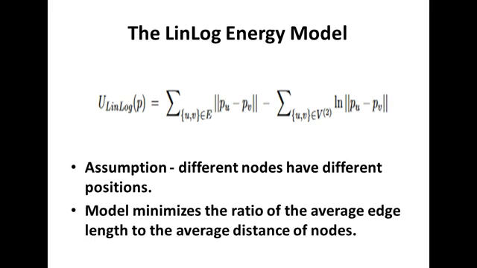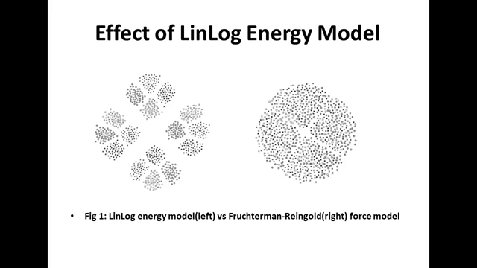Okay. Now, how does this model work? The LinLog energy model works by minimizing the ratio of the average edge length to the average distance of all pairs of different nodes. So this model works by minimizing the ratio of the average edge length to the average distance of nodes. Okay, so this is how the LinLog energy model works.